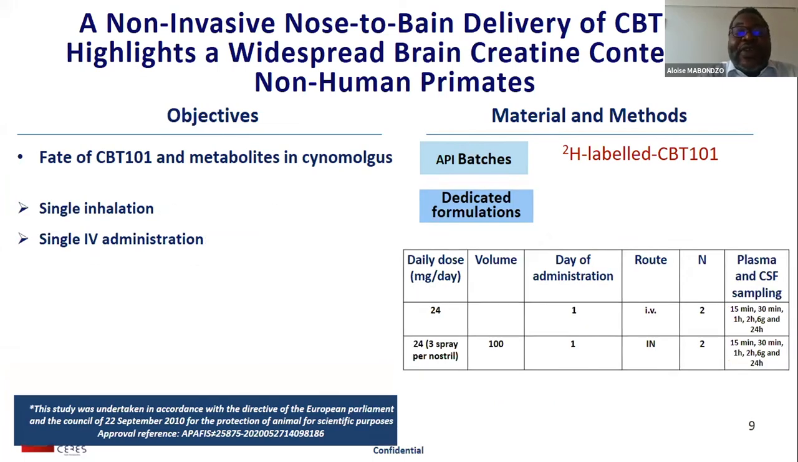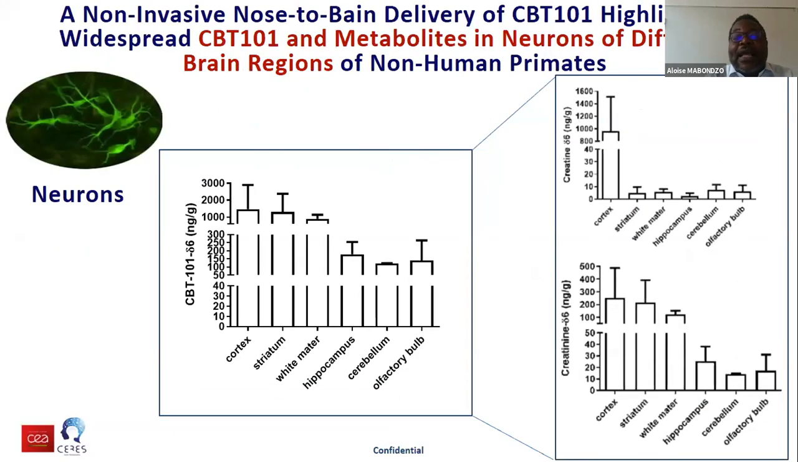The second objective was the effect of CBT101 and metabolite after single inhalation or single IV administration. As you can see on this slide, a non-invasive nose to brain delivery of CBT101 highlights the widespread CBT101 distribution in neurons and in different brain regions. As you can see in this slide, you see the CBT101, one microgram per gram of tissue in cortex here, in striatum, white matter, hippocampus, cerebellum, and olfactory bulb.